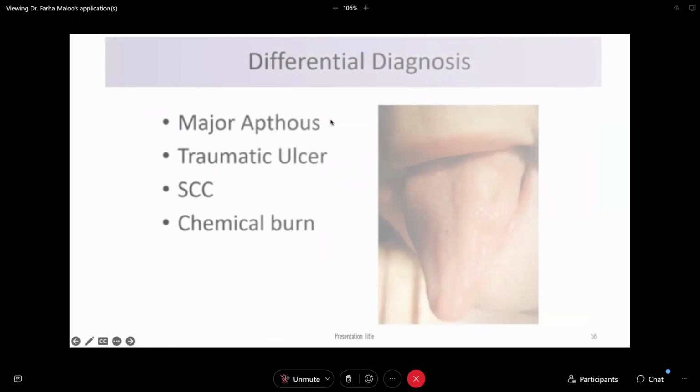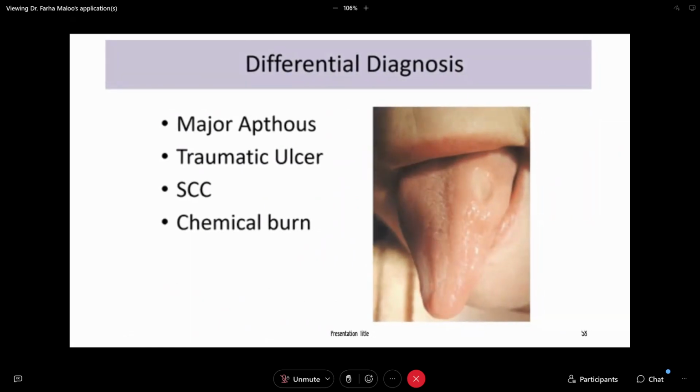Next slide, which shows the answers. So it is an aphthous ulcer, but our main DD would be that it is due to dental trauma or some chemical burn, or it could be due to hot food. But if it is not healing with the application of prednisolone, systemic or topical, then definitely you will go in for a biopsy to rule out squamous cell carcinoma.